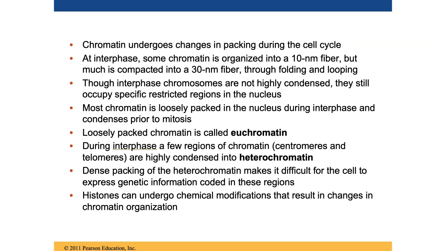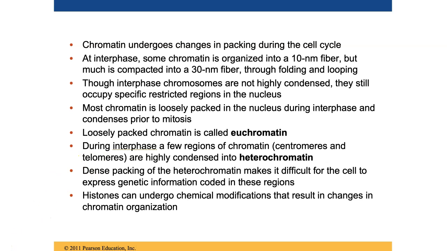However, even during interphase, there are some parts of the chromatin that are not loose. They're highly condensed, and we call the highly condensed portions of the chromatin heterochromatin. So it says here the centromeres and the telomeres. The centromeres are holding the sister chromatids together, and the telomeres are the ends. So those would be condensed, and that's called heterochromatin. Those parts we wouldn't be able to read or do anything to, but they're not really necessary for this.